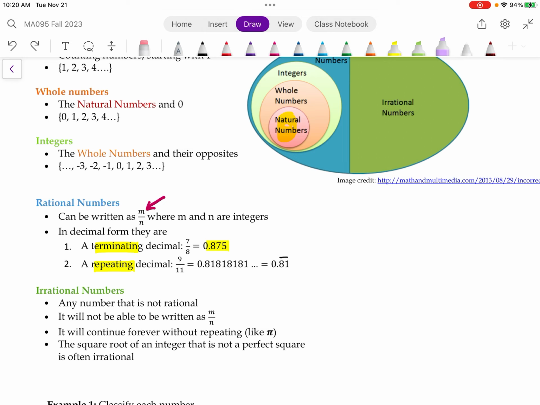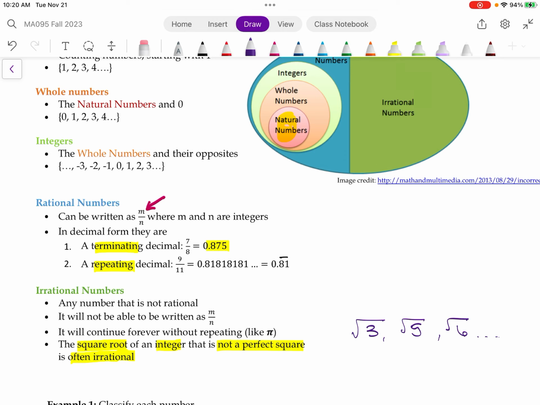The big key thing you need to know is that the square root of an integer that is not a perfect square is often irrational, and for the sake of this class, you can assume it is irrational. So we're talking about something like the square root of 3, or the square root of 5, or the square root of 6, and so on. They're not perfect squares. We take the square root of it, it's probably going to be irrational.